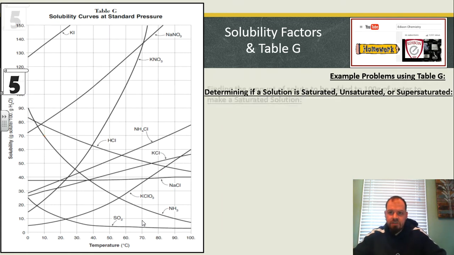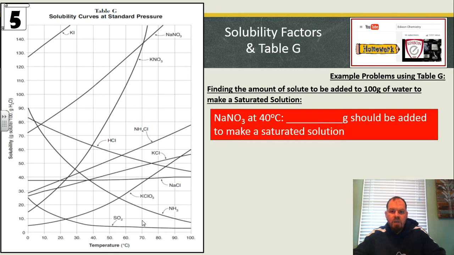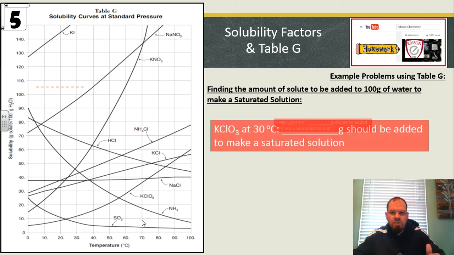Okay, so switching gears, right? Next piece down, finding the amount of solute added to 100 grams of water to make a saturated solution. Saturated solution means touching the line, right? So go to the line. So I'm going to start at 40 degrees and run up to NaNO3 and read the grams. I'm reading the grams. It's about 105, 106.